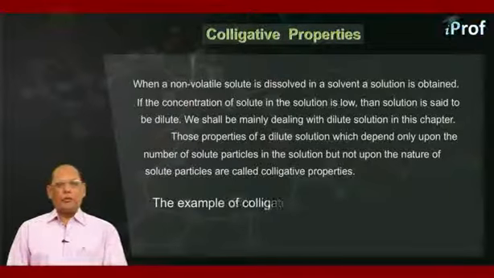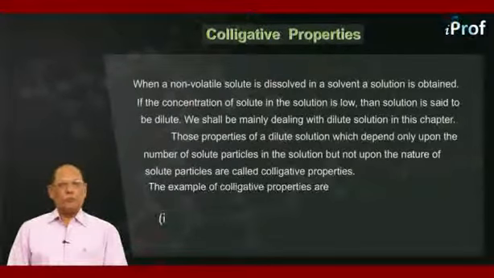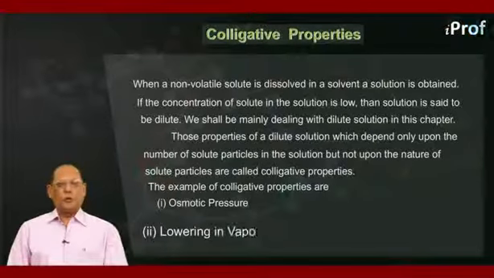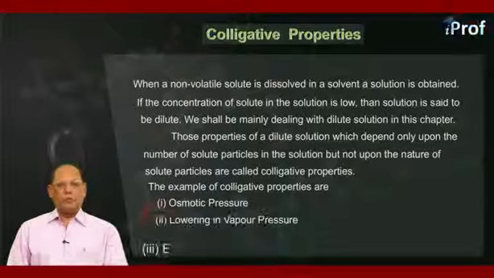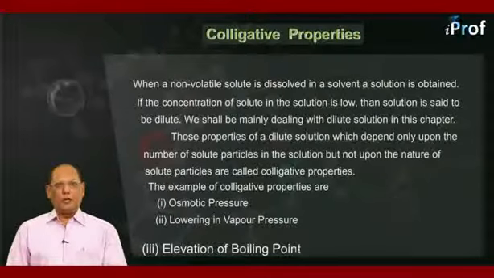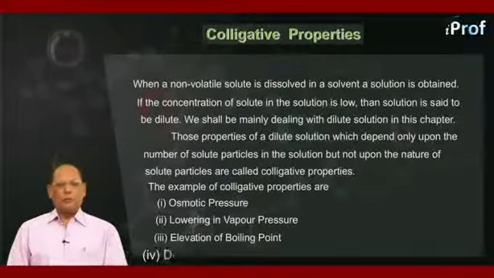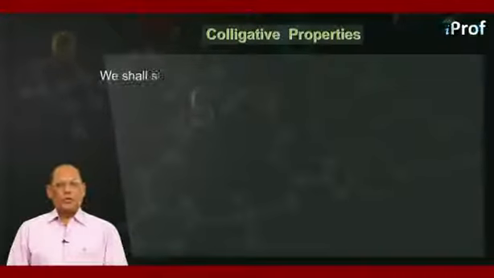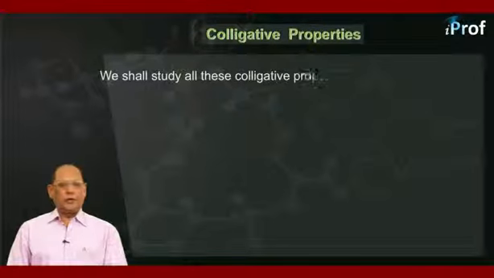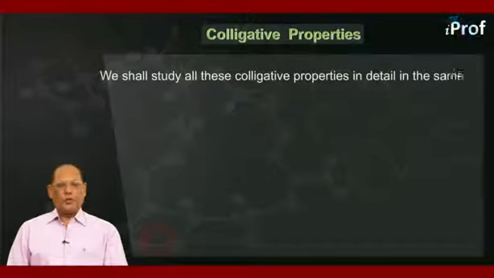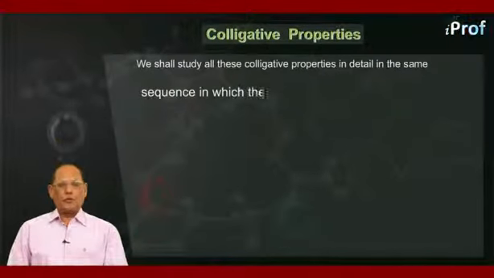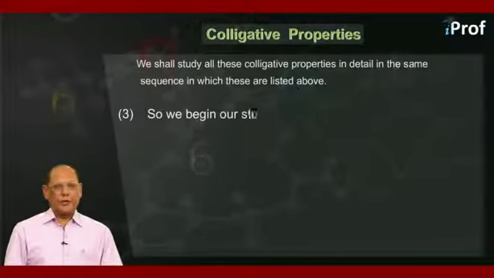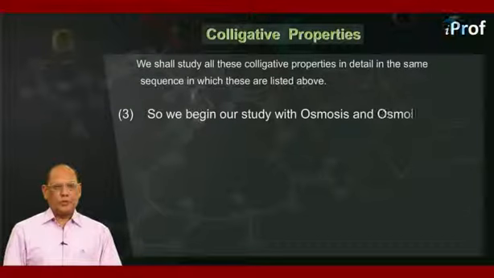The examples of colligative properties are: number 1, osmotic pressure; number 2, lowering in vapor pressure; number 3, elevation of boiling point; and finally number 4, depression of freezing point. We shall study all these colligative properties in detail in the same sequence in which these are listed above. Let us begin our study with osmosis and osmotic pressure.